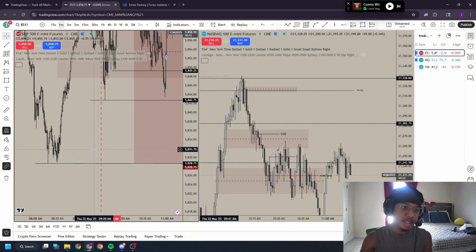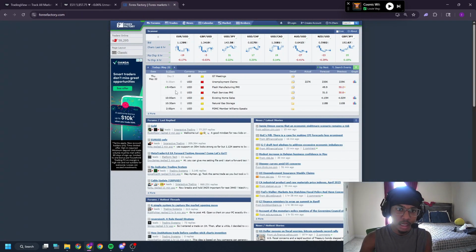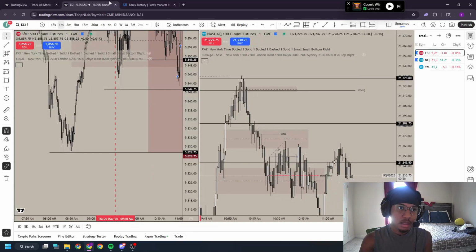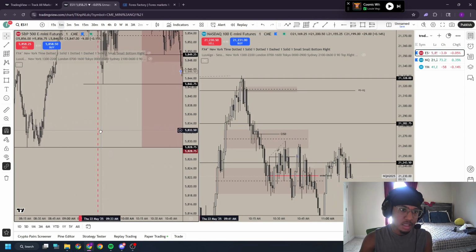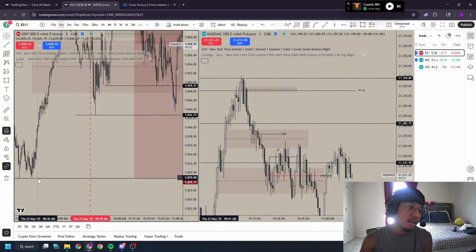We ended up having data lows because we had unemployment claims at 8:30. They're not really that important, as you can see, but they are equal lows right here. I kind of wanted to target that. Do I think we'll get it?